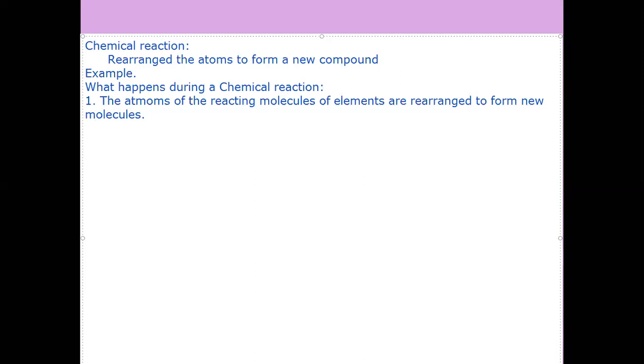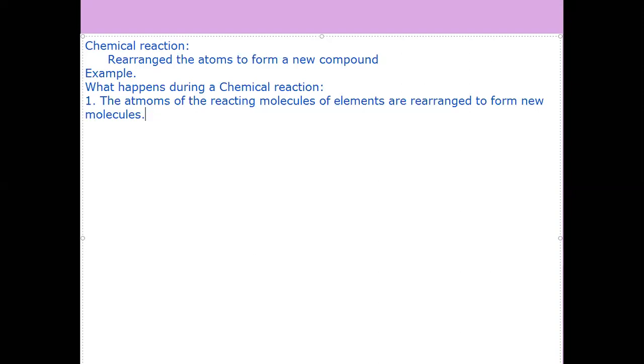So carbon plus O2 gives carbon dioxide, plus H2O. This is the water molecule. So the atoms of the reacting molecules or elements are rearranged. No new atoms are created in chemical reactions. The atoms present in the molecules or elements are rearranged to form new molecules.